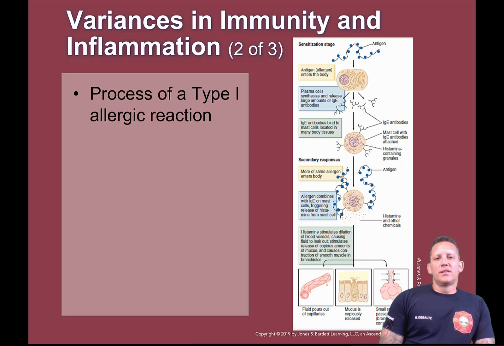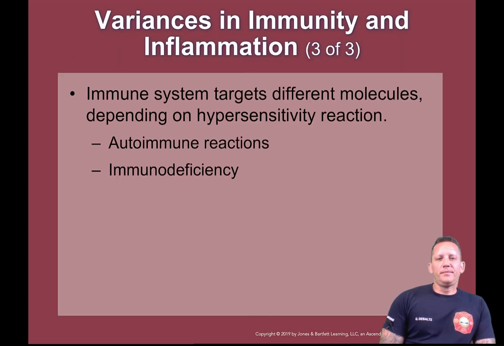Make sure you guys take a good look at this pictogram. Make sure that you see the way that this system is working. The immune system targets different molecules depending on its hypersensitivity reaction, autoimmune reactions, and immunodeficiencies. So if we have an immunodeficiency, we are unable to actually attack that offending agent. And if we have an autoimmune reaction, that means that the immune system is attacking something that would normally be a normal body system.